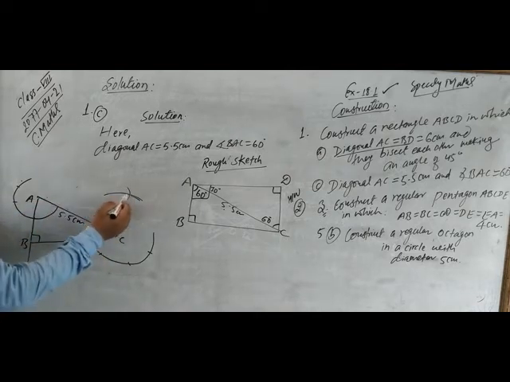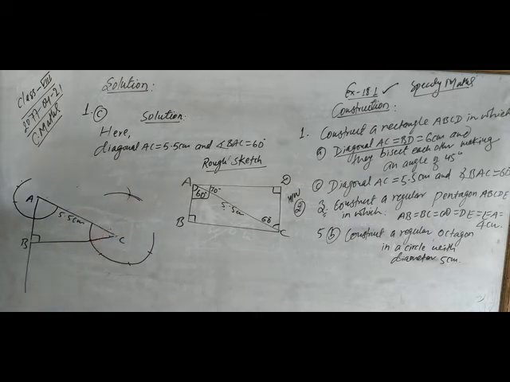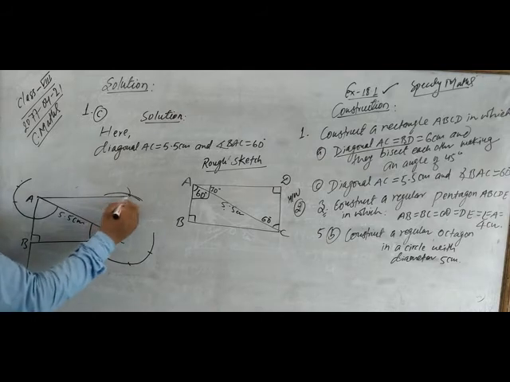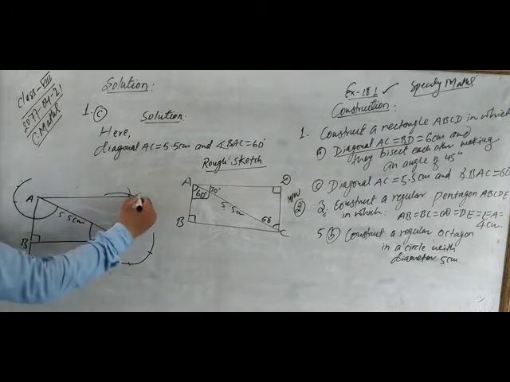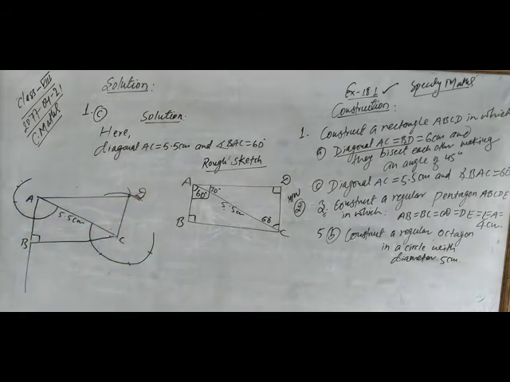In this way, then you will get what? The point of intersection, and join these points. You will get the rectangle. So ABCD is a rectangle. So in this way you can construct.